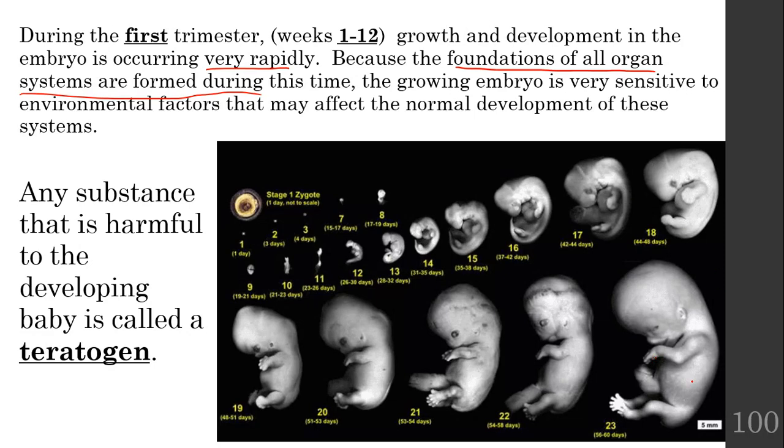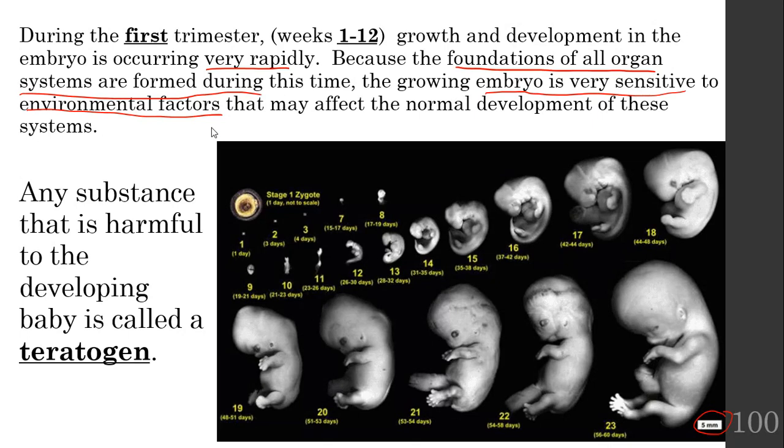And again, I want you to take a look at the embryo at this point. I mentioned in the last lesson, we're talking like the size of a bean or an almond. Pretty small at this point, but all the structures are there. So during this first trimester, the growing embryo is very sensitive to environmental factors. Now, the embryo is protected by the amnion. It does get its nourishment from mom's blood.